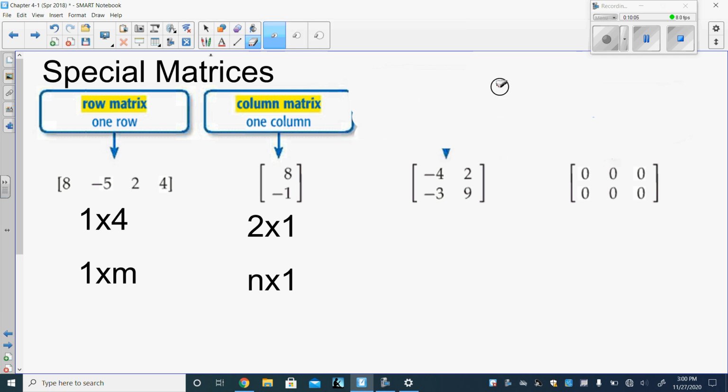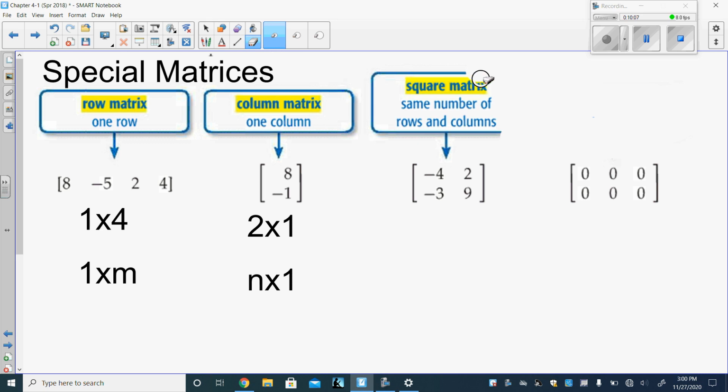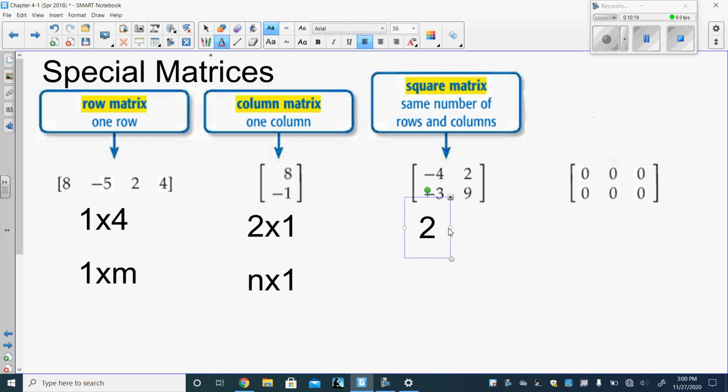Now the next one here is called a square matrix. And the reason they call it a square matrix is because the number of rows and the number of columns that are in the matrix are the exact same. It has the same number of rows and the same number of columns. So this one here is a 2 by 2. Or we can call it an n by n. Because as long as the number of rows and columns are the same, we will call it a square matrix. So a 3 by 3, a 20 by 20, a 200 by 200. It doesn't matter how many we have. As long as the rows and columns are the same, we call it a square matrix.